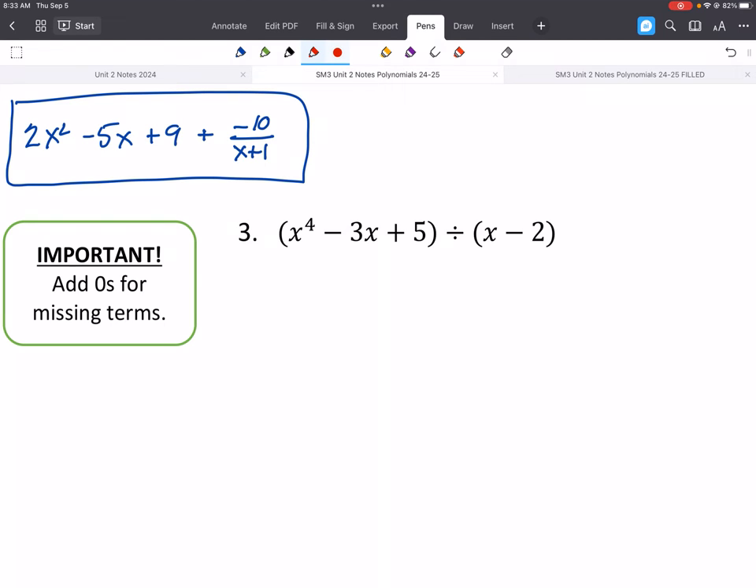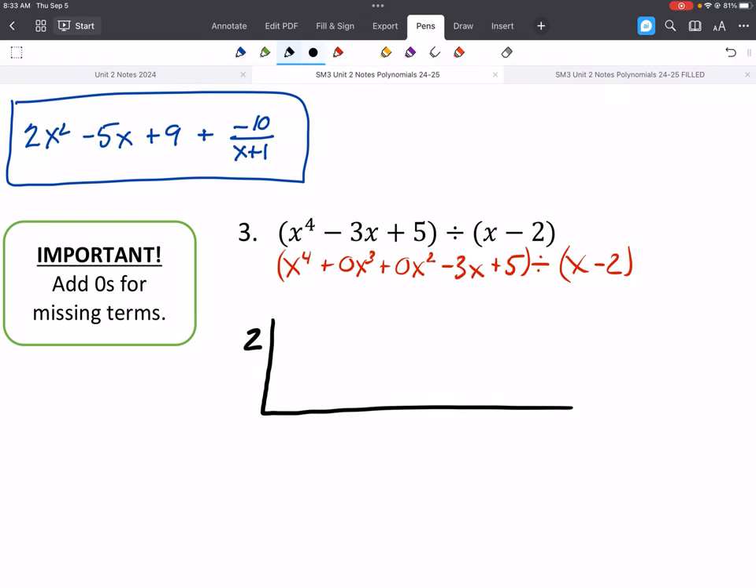Okay, so important, please make sure you add zeros for missing terms. So this would be x to the 4th plus 0x to the 3rd plus 0x squared minus 3x plus 5. And then we're going to divide that by x minus 2. Okay, so now we are ready to write down our 0, which would be 2. Write down your coefficients. So we'll have 1, 0, 0, -3, and 5.